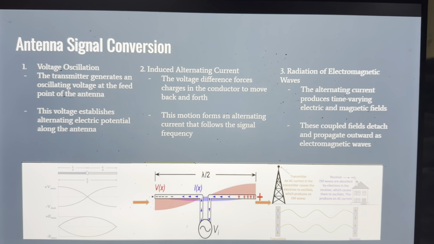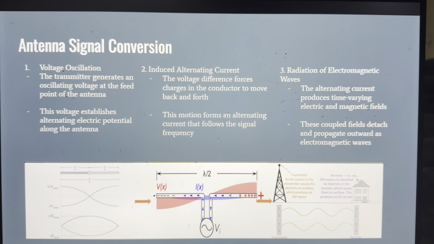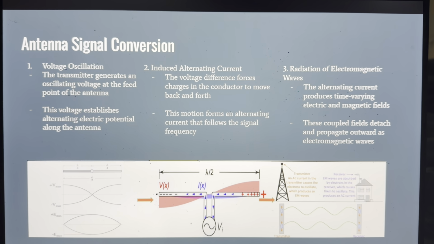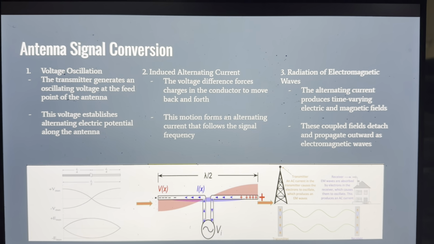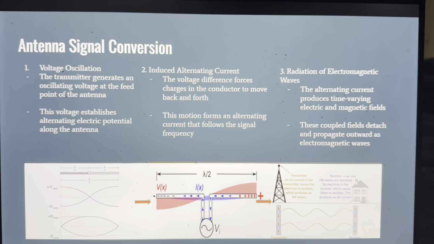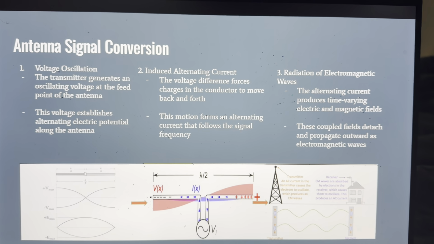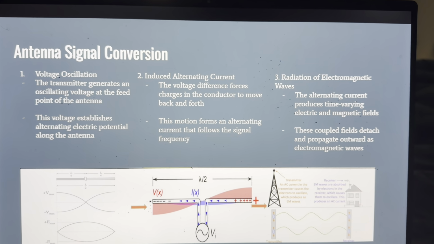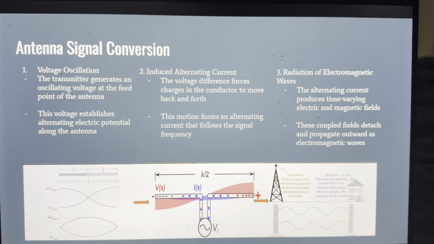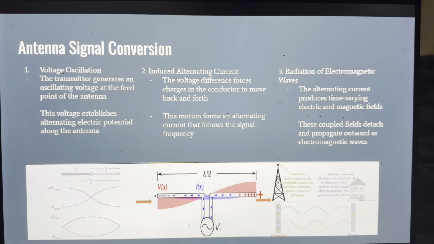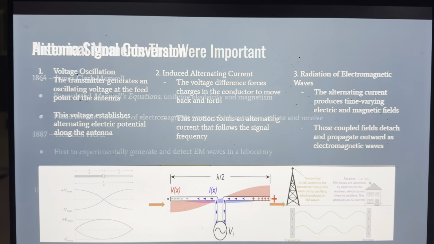The voltage difference forces charges in the conductor to move back and forth. This motion forms an alternating current that follows the signal frequency. And then lastly, radiation of the electromagnetic waves. The alternating current produces time-varying electric and magnetic fields. These coupled fields detach and propagate outward as electromagnetic waves.